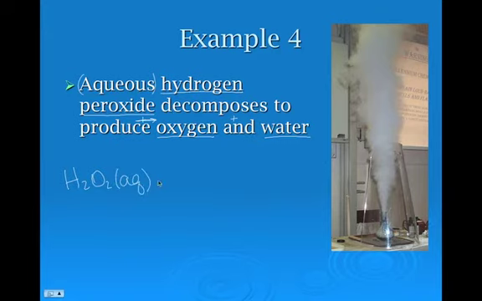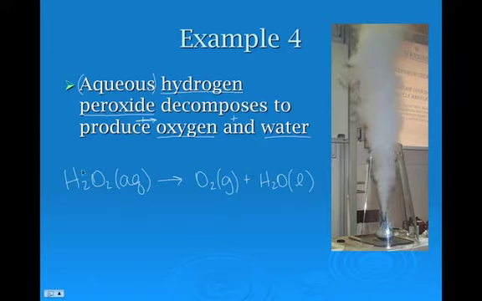Decomposes to produce oxygen, and oxygen is part of Brinkel-Hoff, so it is O2. And since we're at standard conditions, what's the state for oxygen? Well, thankfully, it's a gas. If it wasn't a gas, we'd have problems. And water. So water, of course, is H2O, and at standard conditions, that will be a liquid. And now it's time to balance.